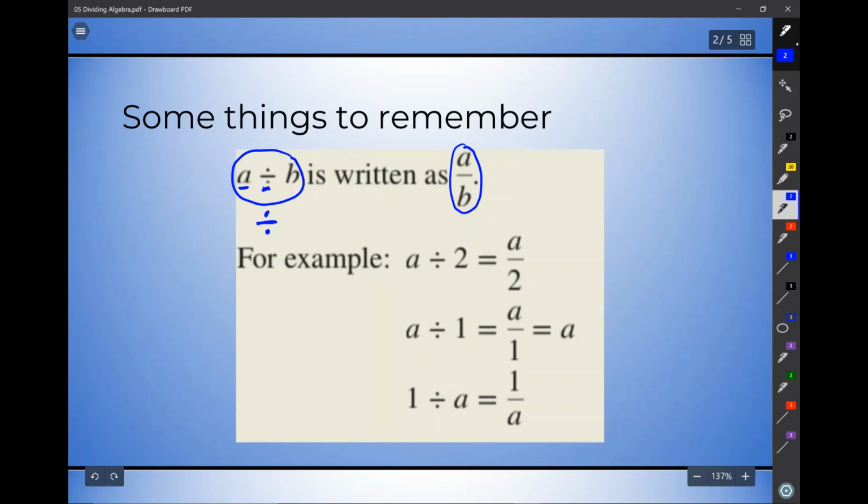A divided by B is the same as A over B. For example, if we have A divided by 2, we can write A divided by 2 as a fraction. Or A divided by 1 can be written as A over 1. Or 1 divided by A can be written as 1 over A. The side of the division symbol on the left goes on the top of the fraction, and the side on the right goes on the bottom of the fraction.